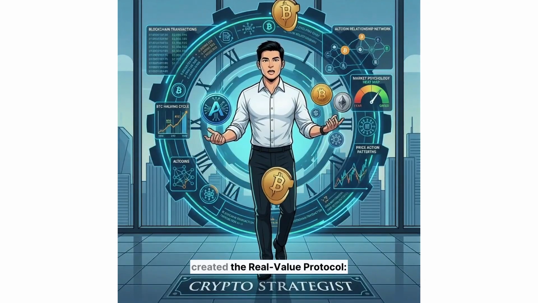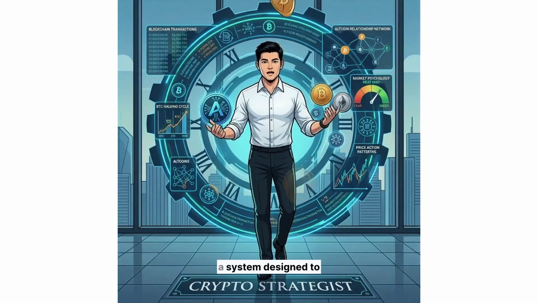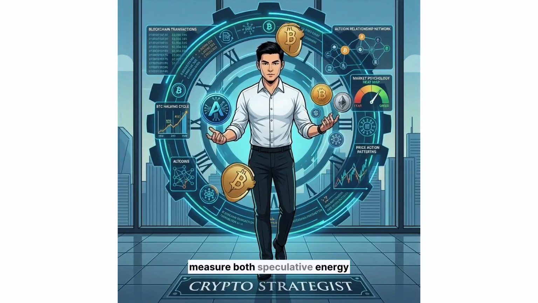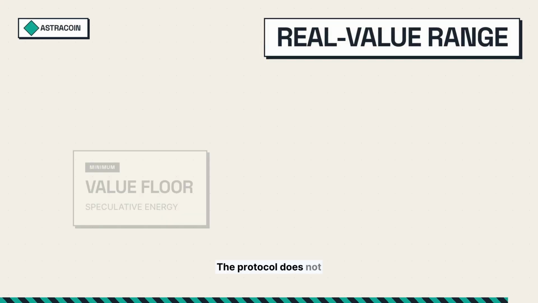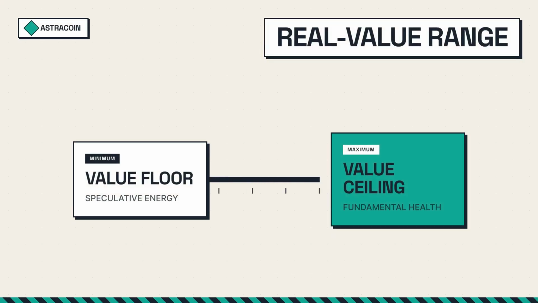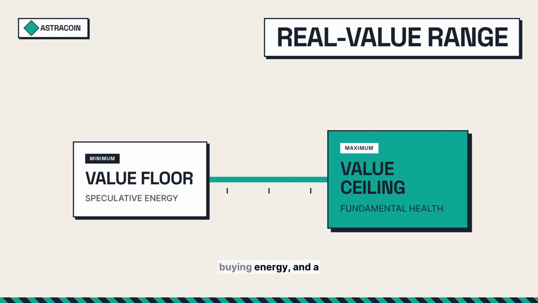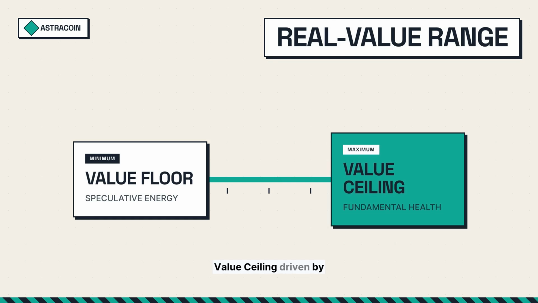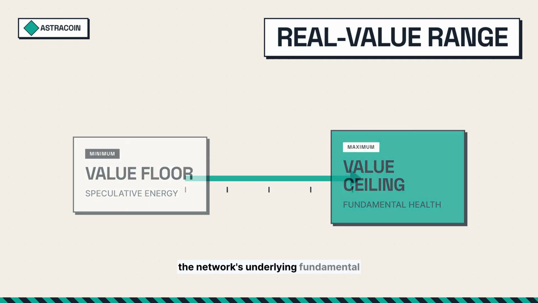That is why we created the Real Value Protocol, a system designed to measure both speculative energy and fundamental utility. The protocol does not produce one arbitrary price target. It calculates a logical, data-driven range, a value floor driven by raw buying energy, and a value ceiling driven by the network's underlying fundamental health.